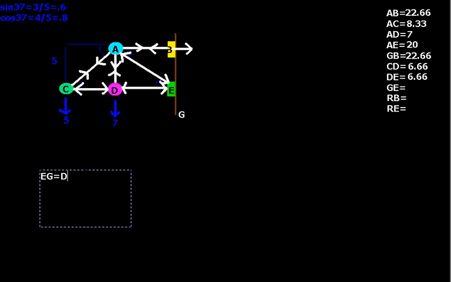So EG equals, what's DE? DE is 6.66. Plus, what's AE? Well, I think we actually just figured that out. Oh, no we didn't. AE, you figure this hypotenuse here is 20. Oh yes, we did just figure this out. We just figured out that the horizontal part of that is 20 times the cosine, and we came up with it being equal to 16, I think. So this also equals 22.66.